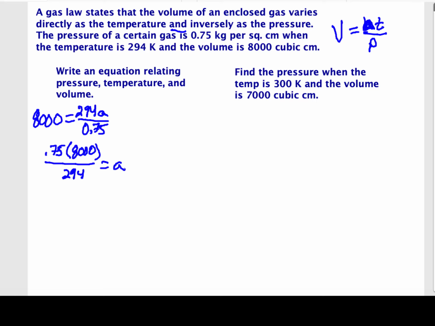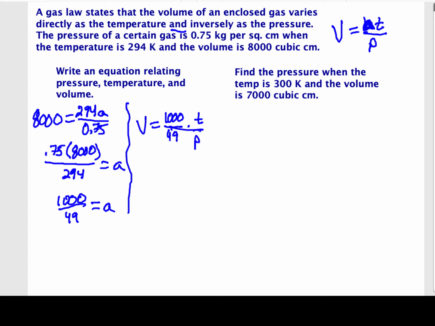We get a kind of complex decimal there, so I'm going to go ahead and make that into a simple fraction, 1,000 over 49. So to keep it exact, so we get a little better number, we're going to call that 1,000 over 49, which means our equation then was volume equals 1,000 over 49, technically times T, and again divided by P. If you want to throw that all together as one big fraction, you can definitely do that. Either way works. But again, there's going to be our equation.